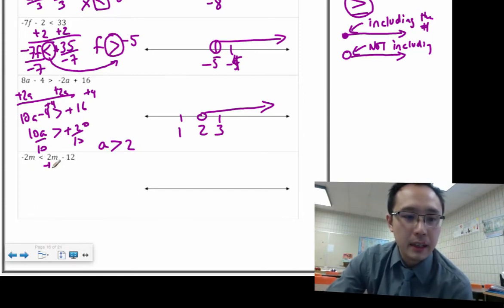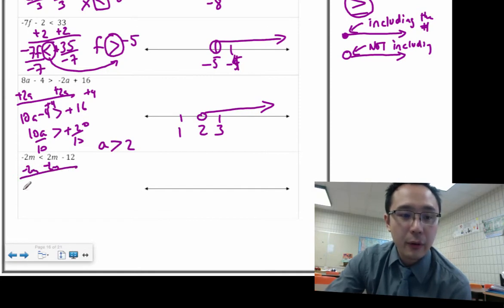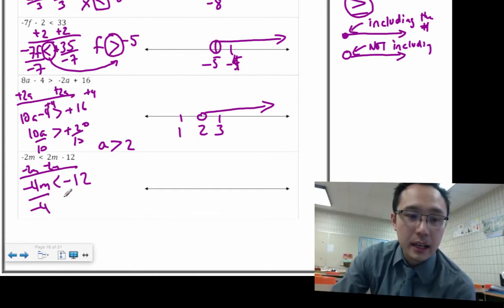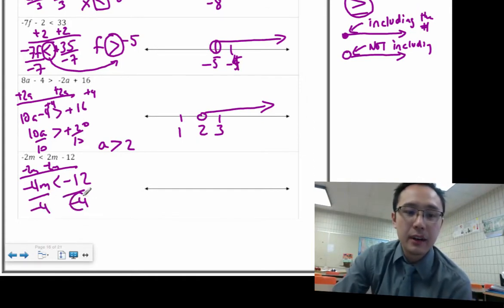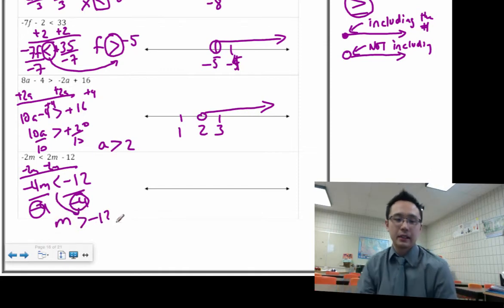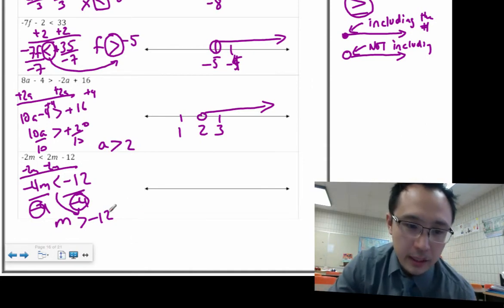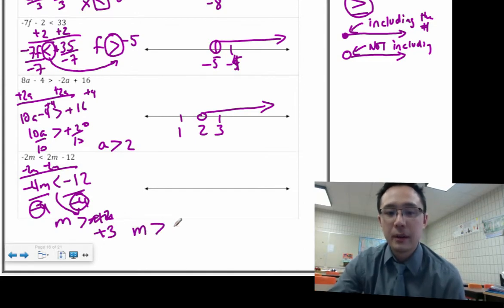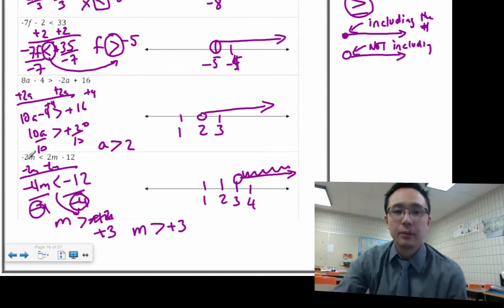Negative 2m, negative 2m. So this is going to be negative 4m is less than negative 12. Now I need to divide by a negative number again. So negative 4. Because of this negative number I'm dividing by, my sign is going to switch to a greater than. Oh, hold on a second. I forgot to divide, so it should be positive 3. So m is greater than positive 3. So that means 1, 2, 3, bigger than positive 3. Any number I choose on this line and plug it back in here will make this expression true.